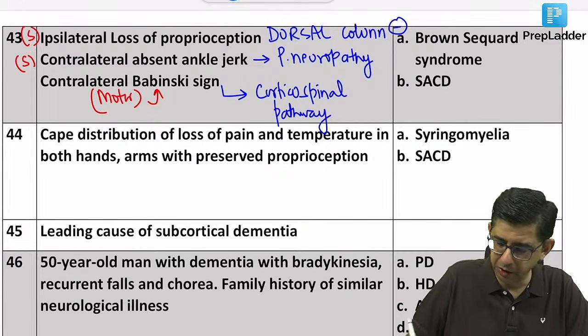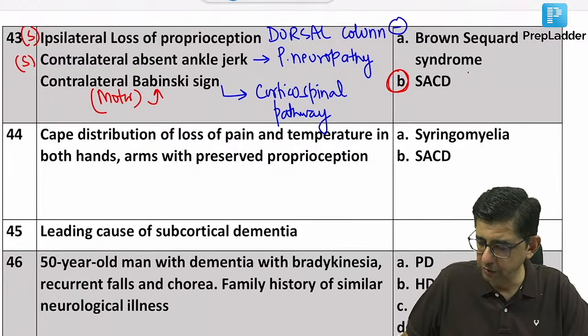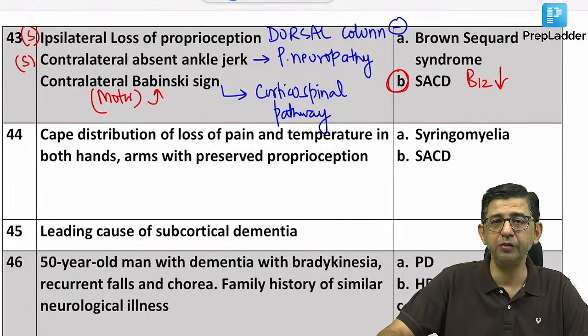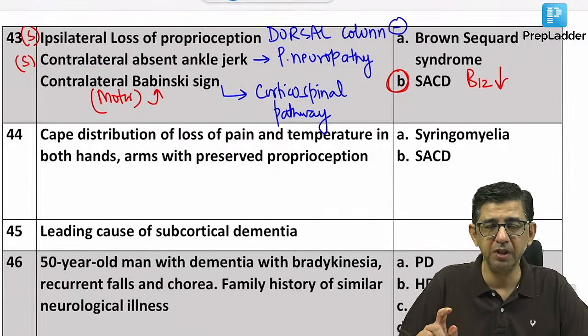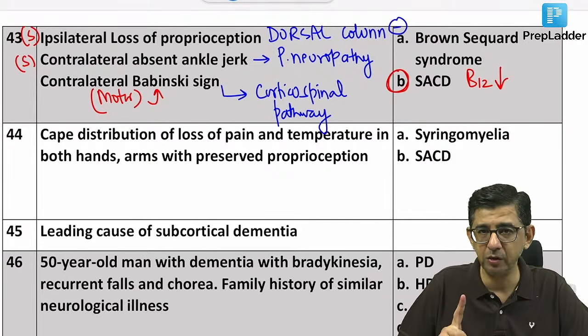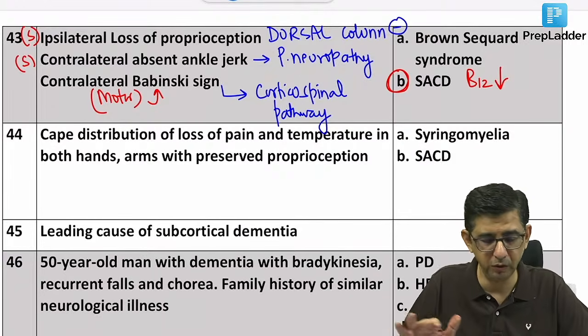This would be a presentation of subacute combined degeneration of the spinal cord, which would be having vitamin B12 deficiency. The answer for this question, do remember, if it says ipsilateral loss of proprioception with contralateral pain and temperature loss, then it is Brown-Séquard syndrome, that is hemisection of the spinal cord.